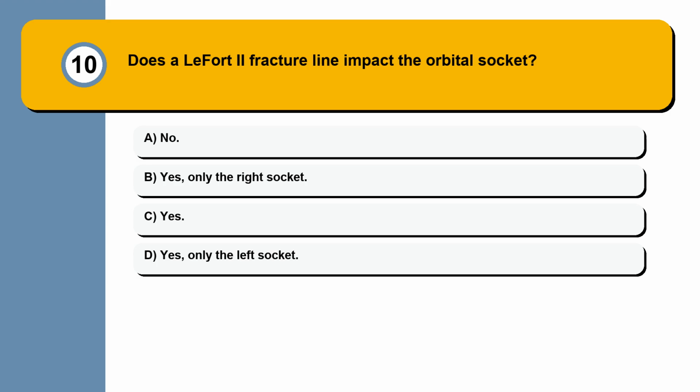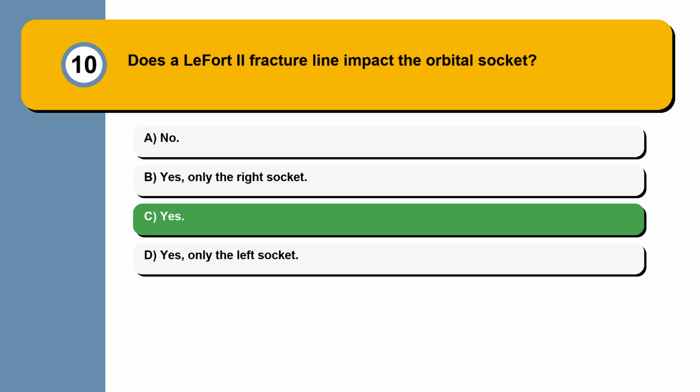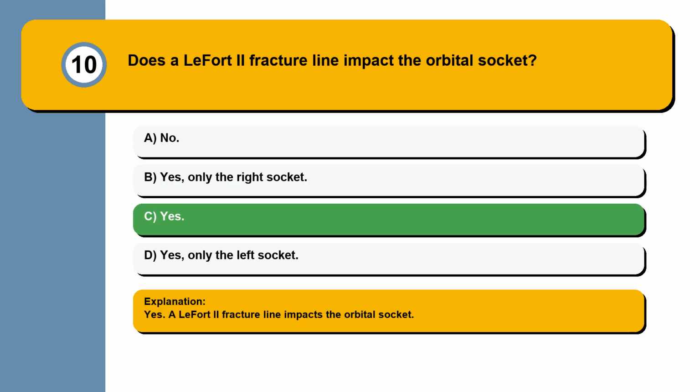Question 10. Does a Le Fort II fracture line impact the orbital socket? No. Yes, only the right socket. Yes. Yes, only the left socket. Yes. A Le Fort II fracture line impacts the orbital socket.